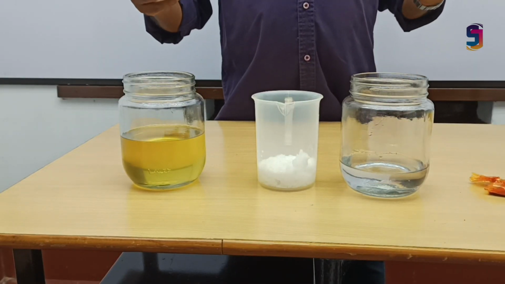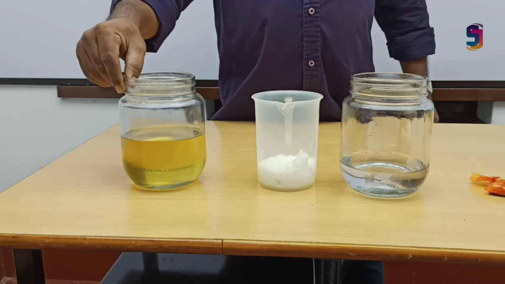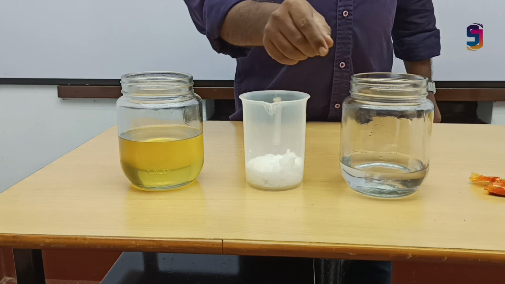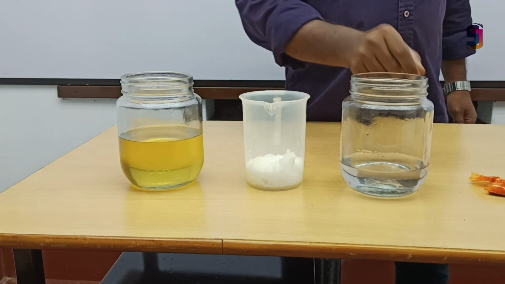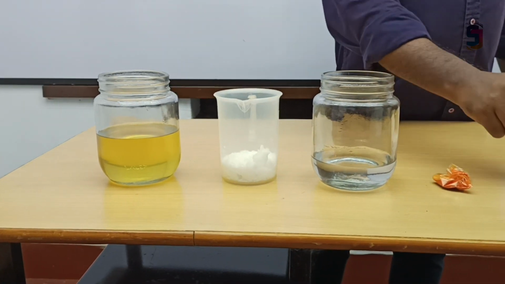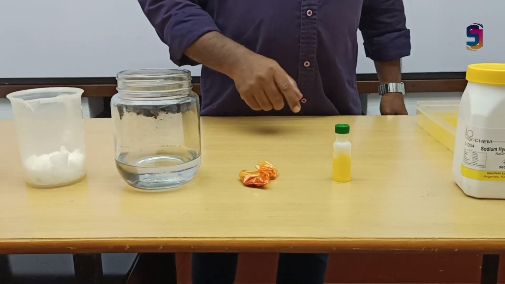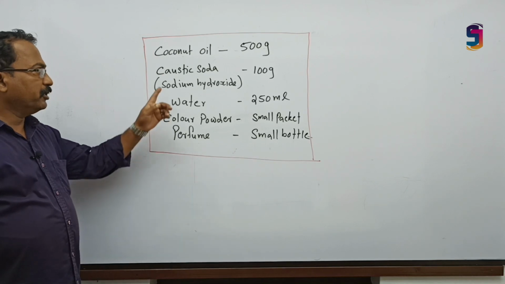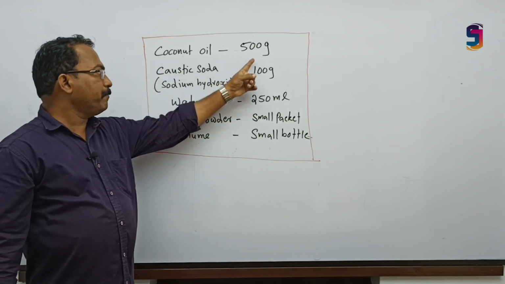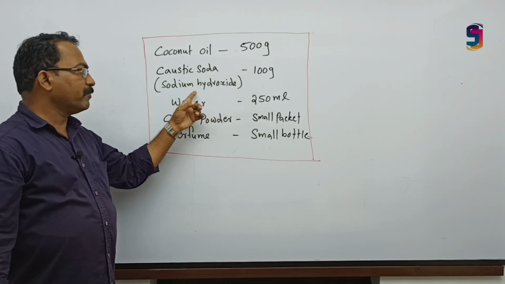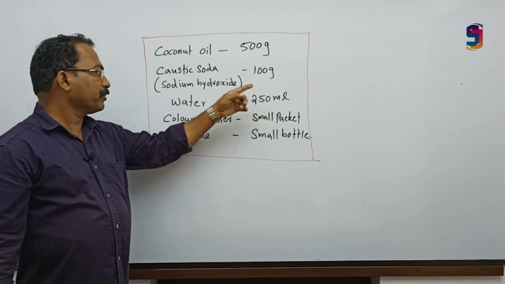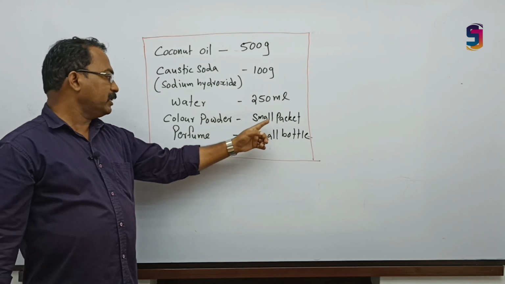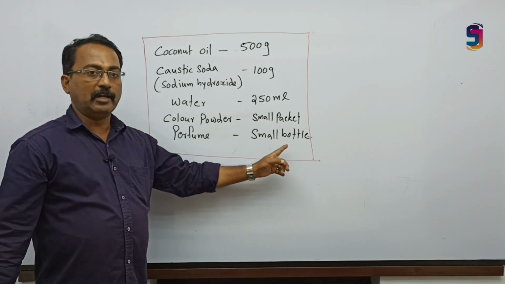The things we need are 500 grams of coconut oil, 100 grams of sodium hydroxide, 250 milliliters of water, a color and a perfume. These are all needed for making a coconut soap. That is coconut oil 500 gram, caustic soda that is sodium hydroxide 100 gram, water 250 milliliter, color powder a small packet, perfume a small bottle.